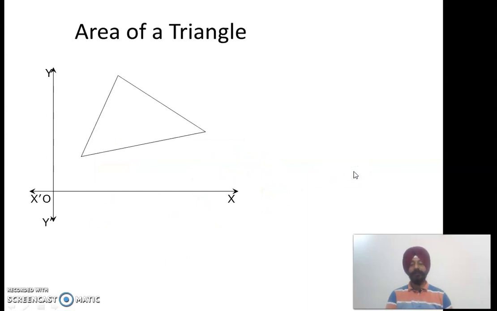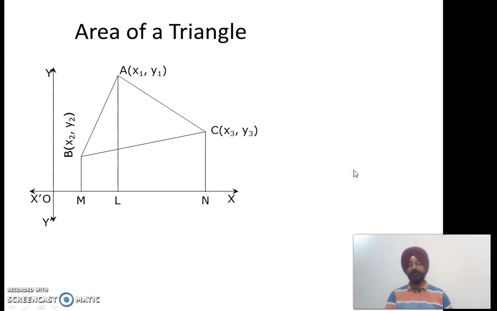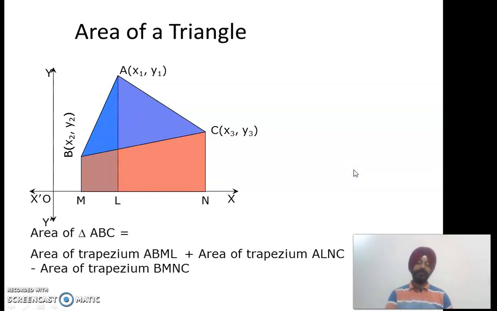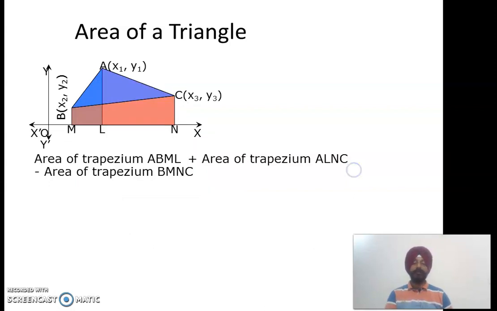Now the area of the triangle. Let A, B, C be 3 points on the XY plane, and then we draw the perpendiculars. The area of triangle ABC is the area of trapezium ABML plus the area of trapezium ALNC, and then minus the area of trapezium BMNC. This is our required area of the triangle, and we can find it.